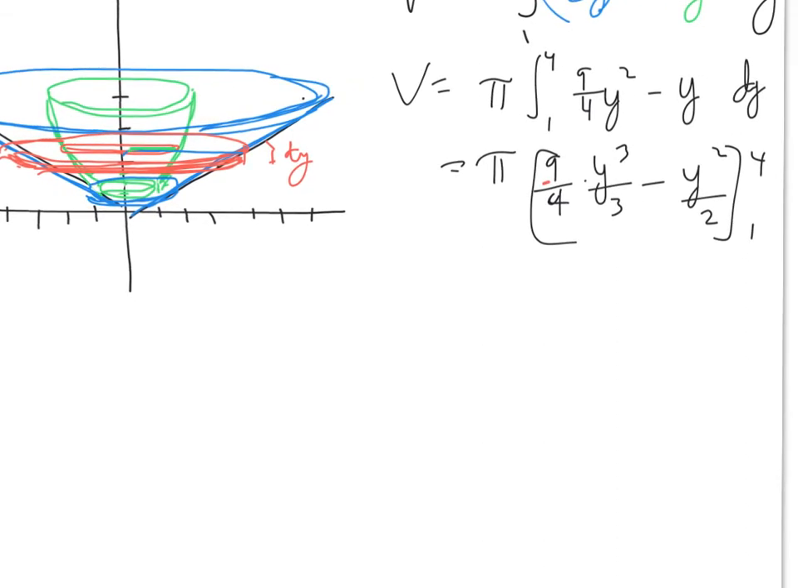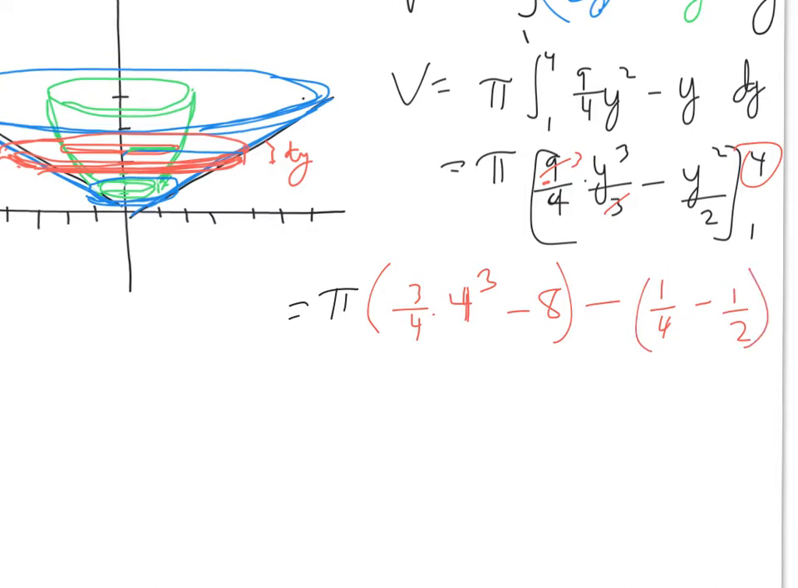So I'm going to have a pi out front, giving myself enough room here. I'm going to plug in the 4 first. If I'm plugging in the 4, I'm going to go ahead and simplify 9/4 over 3 and say 3/4 times 4 cubed minus 4 squared over 2, which is 16 over 2, which is 8. And then minus, plug in the 1, so 3/4 times 1 cubed minus 1 squared over 2. And all of that I'm eventually going to multiply by pi.